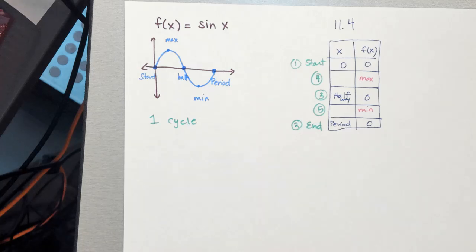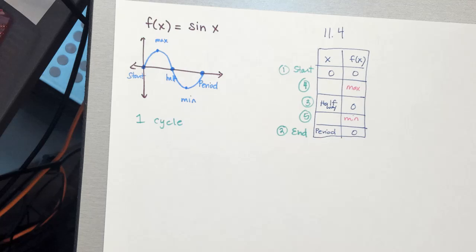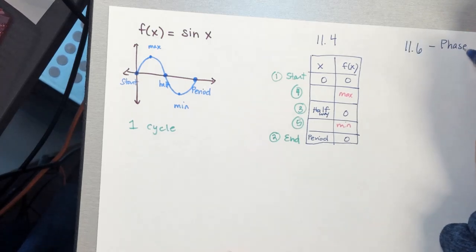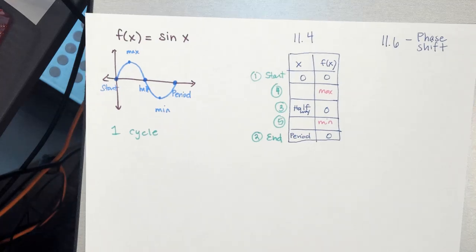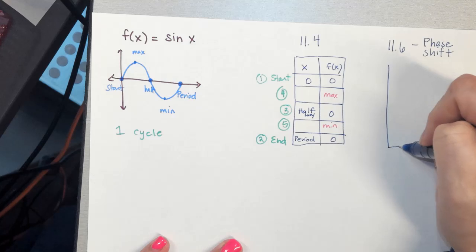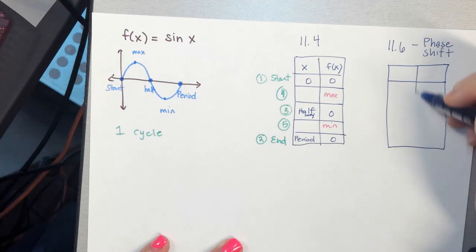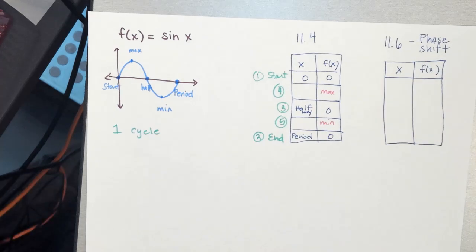When you did your 11.4, you had changes in the amplitude, you had changes in the period, so you had to calculate these halfway points. When we went to 11.6, that's when we did the phase shift. And a phase shift is just a horizontal shift. So it means you're going to move left or right. It's just called a phase shift if you have the periodic function. So today you're going to be practicing those graphs for the phase shift.